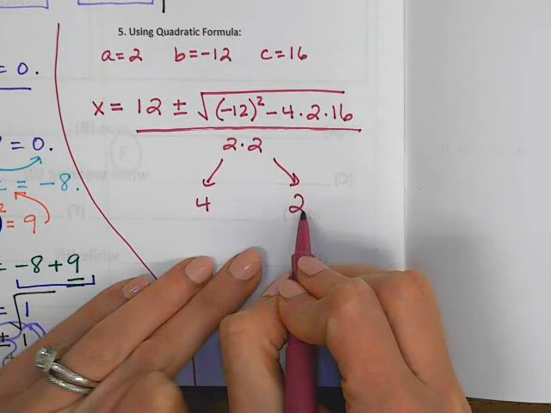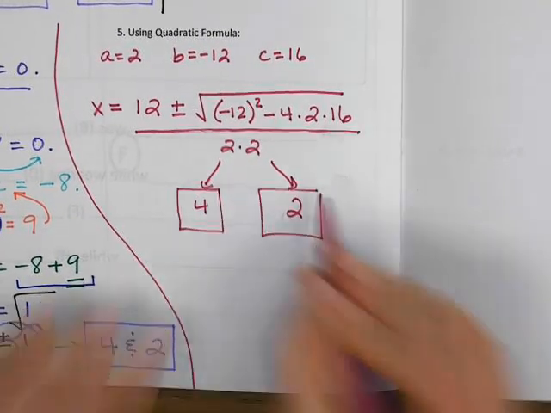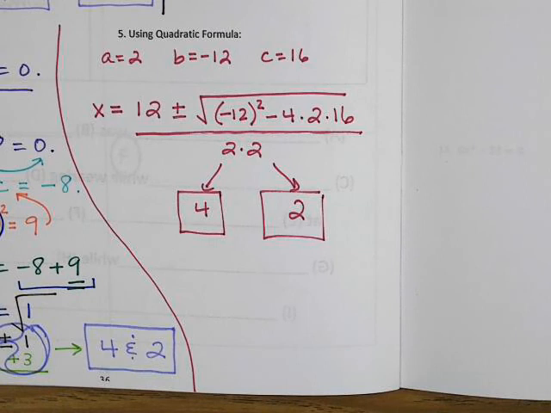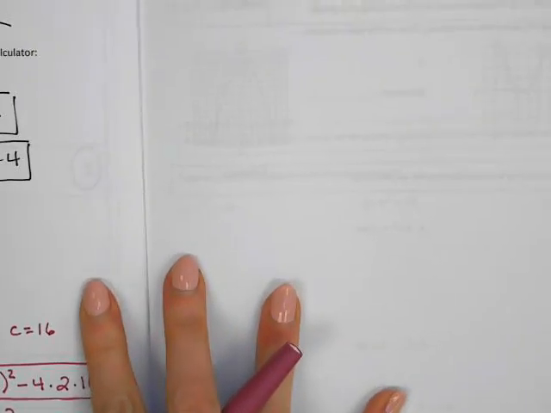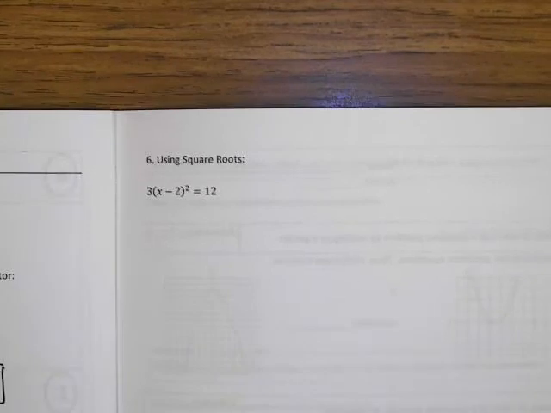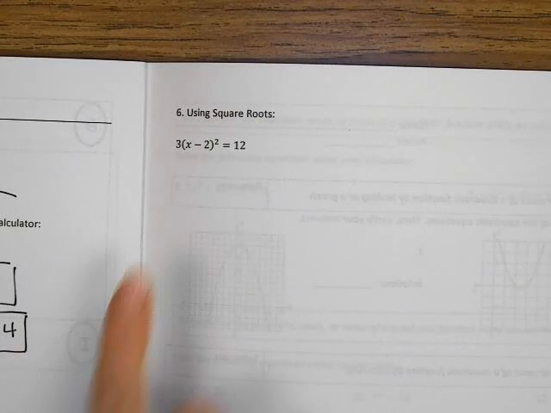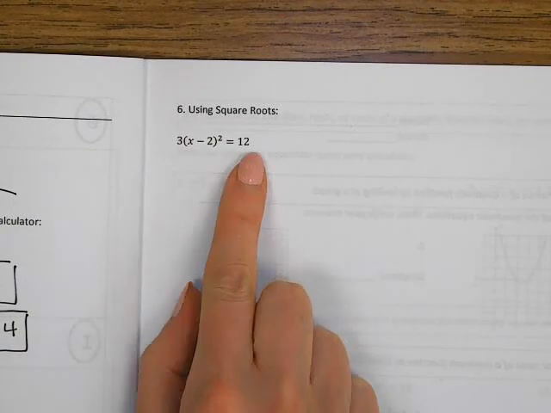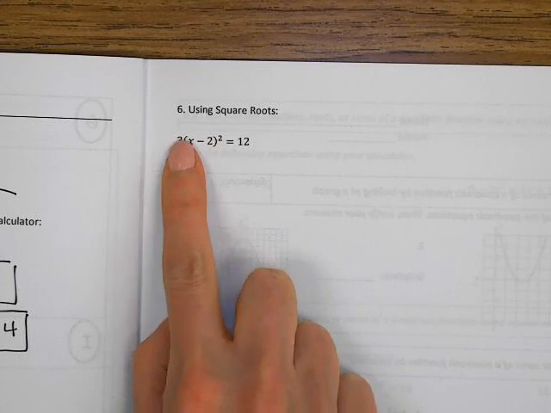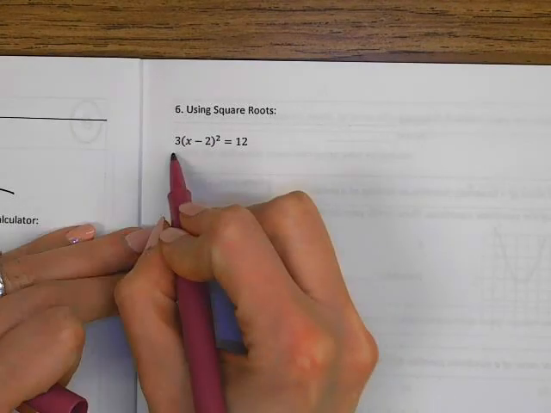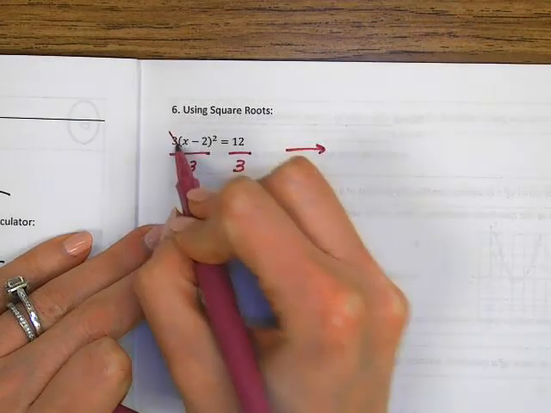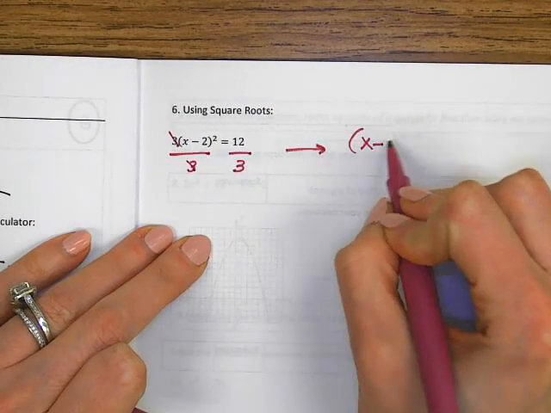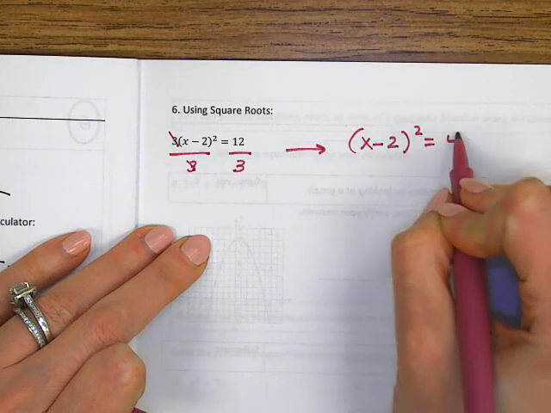So all the methods work, but it's good to know them all because they don't all work for every problem. And then, let's just do one example of using square roots to solve on the next page. And then we're done. So remember what you have to do first. You can't distribute, so you have to divide by 3 first. And if you divide by 3 first, you're left with x minus 2 squared equals 4.